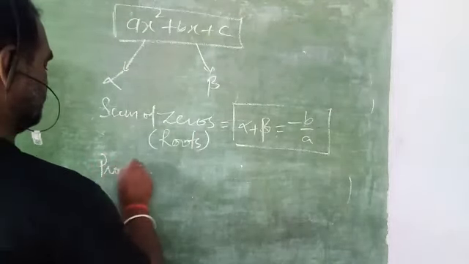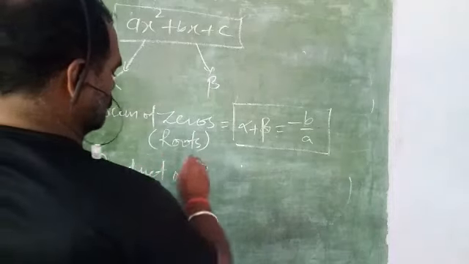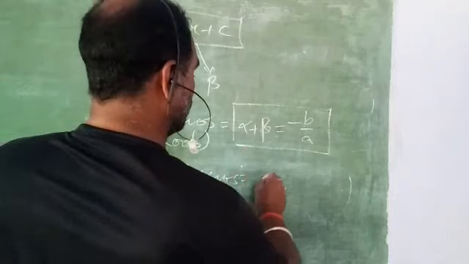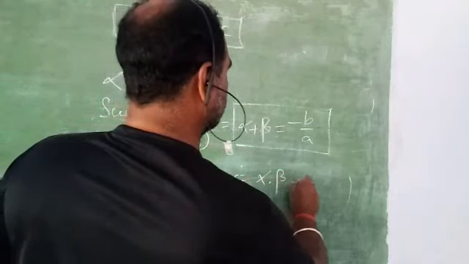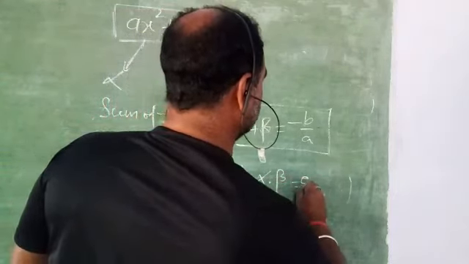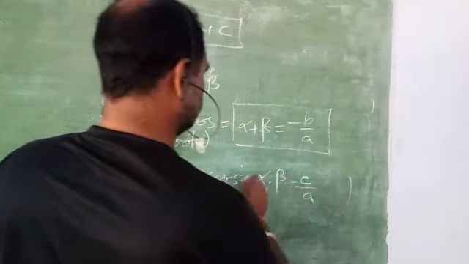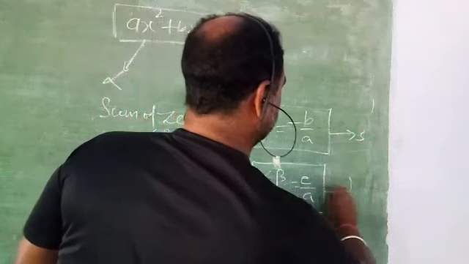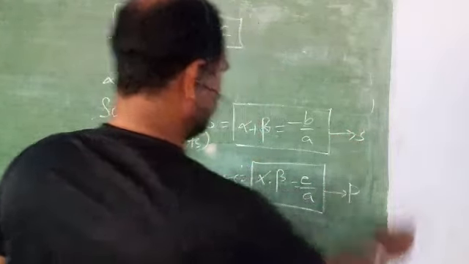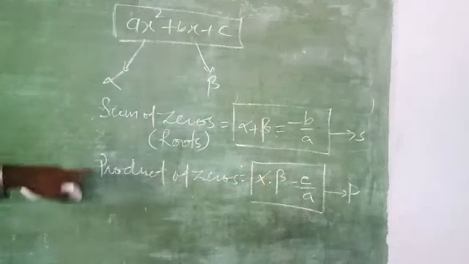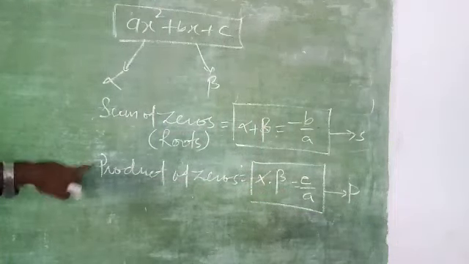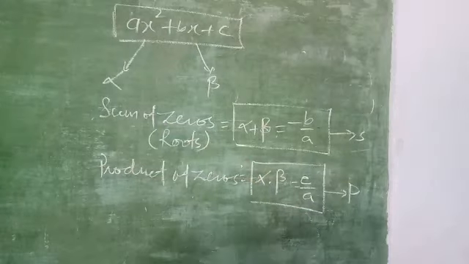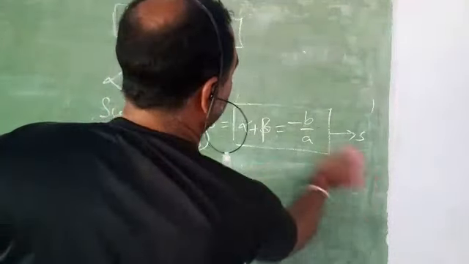And product of zeros equal to alpha into beta, that must be equal to c upon a. This is known as S and this is known as P. These are the verification of the zeros of a quadratic polynomial. Now we have to see the verification of cubic polynomial.